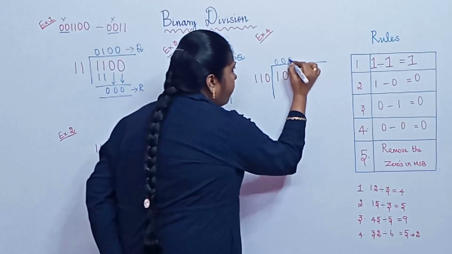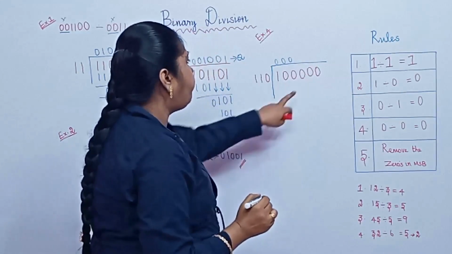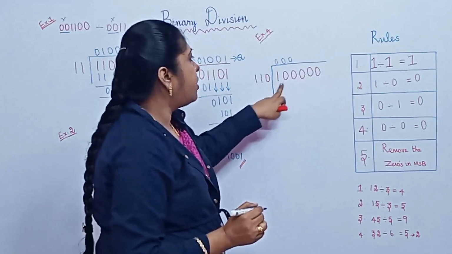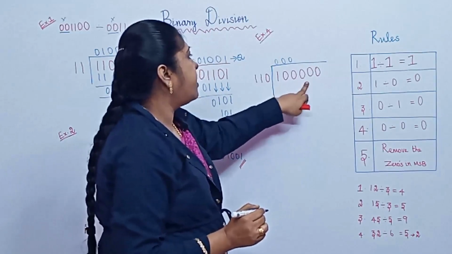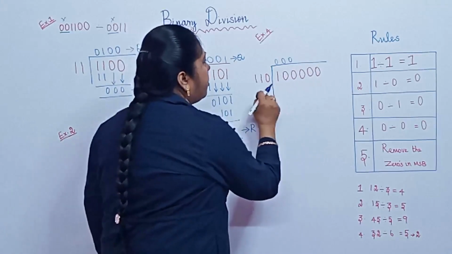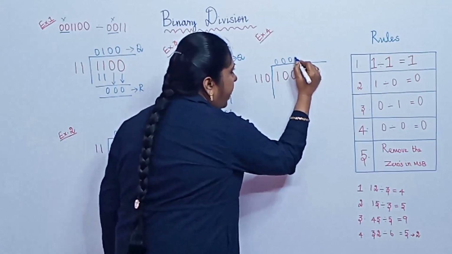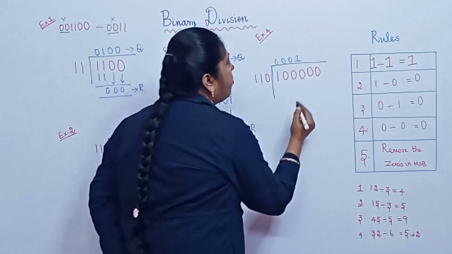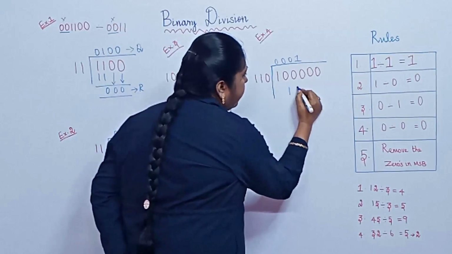So again placing a 0. Now the fourth digit 0. Now 1 0 0 0, that in decimal we can say is a value of 8. So 1 0 0 0 can be divisible 1 time. So 1 into 1 1 0, we are placing here.